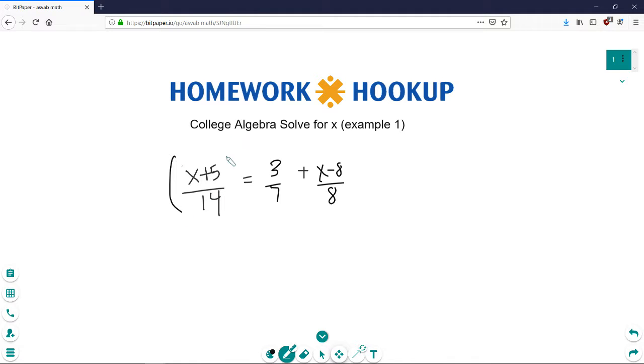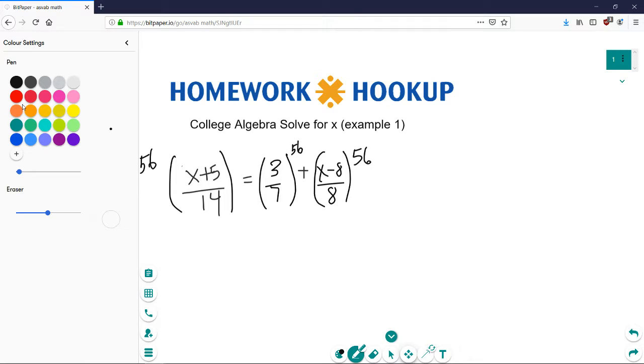So let's get this going. We have 56 over here, 56 over here. I know I'm kind of writing it in exponent notation, but that's supposed to be multiplied by. So anyway, let's actually switch colors. I'm going to switch to red.